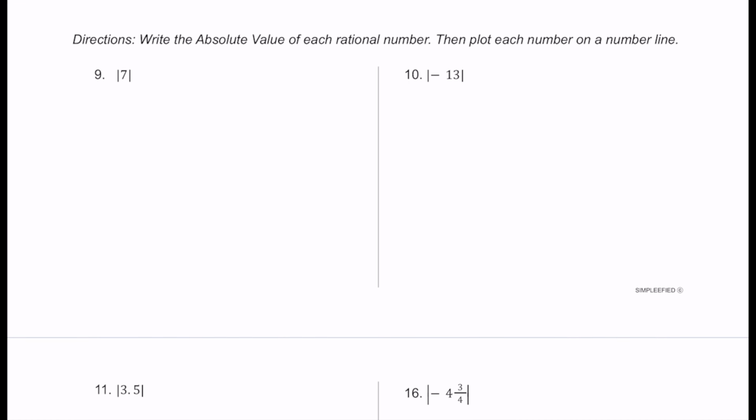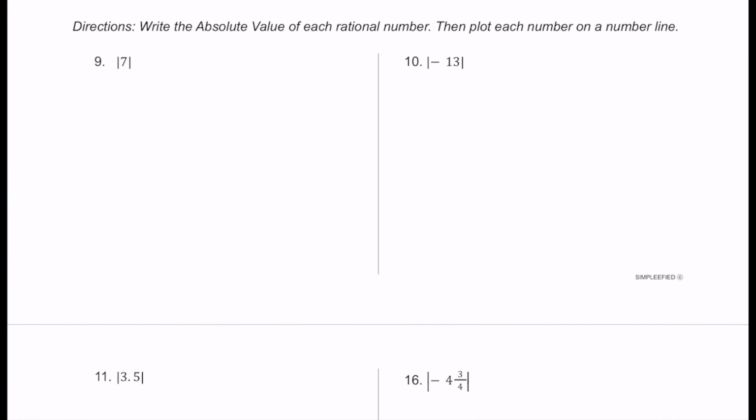For number 9 on, let's go ahead and write the absolute value of each of these rational numbers. Remember, rational numbers are just fractions or decimals, as long as they can be written with a pattern, and not anything that's irrational, maybe like pi or e or any of those square roots of non-perfect squares. Then we're going to go ahead and plot each of these numbers on a number line real quick. Just a rough sketch though.